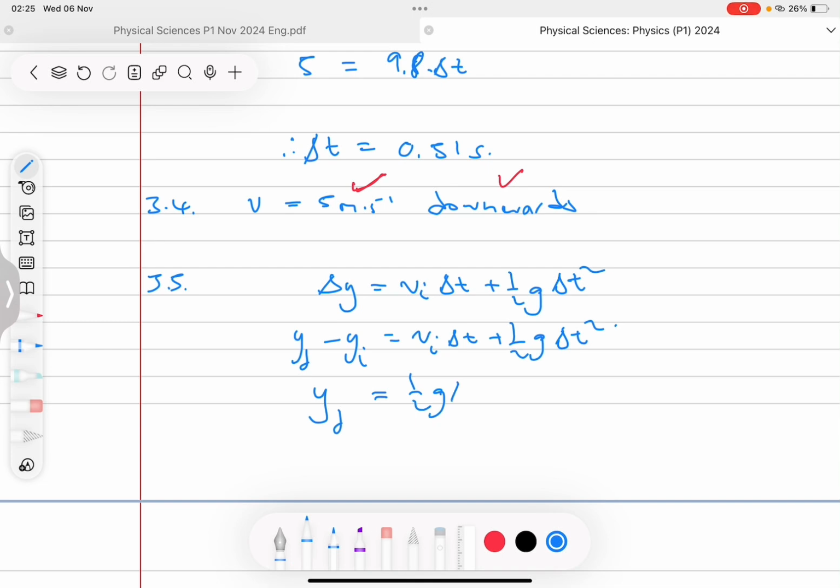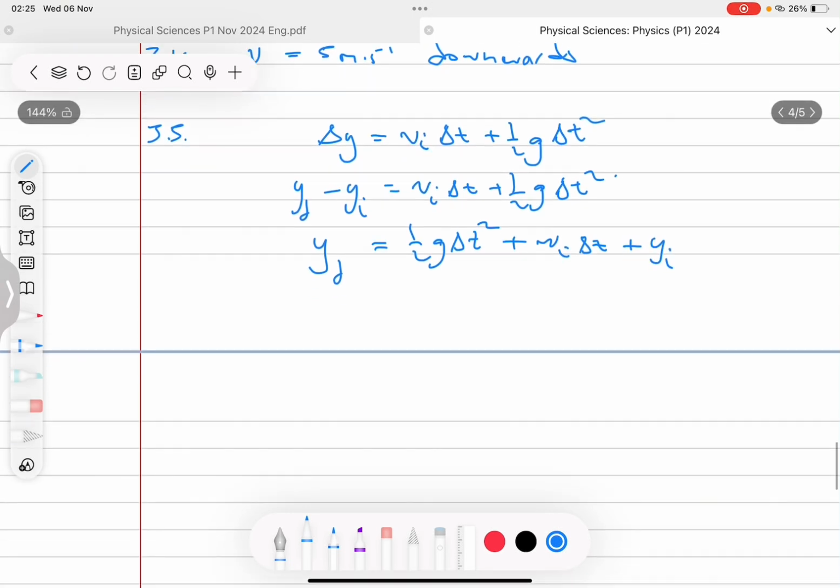So I'll have 1 over 2 g. I'm just rearranging here. Then I'll have plus v initial change in t. Then we will have plus y initial. I want you to notice something here. This equation looks more like a standard form of a quadratic equation. So f of x equals ax squared plus bx plus c.